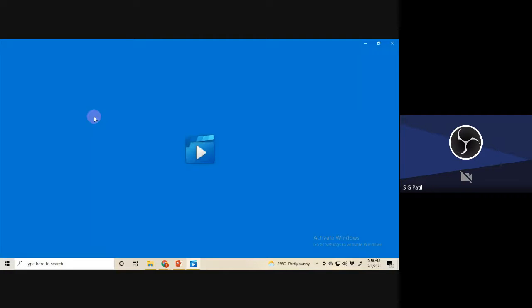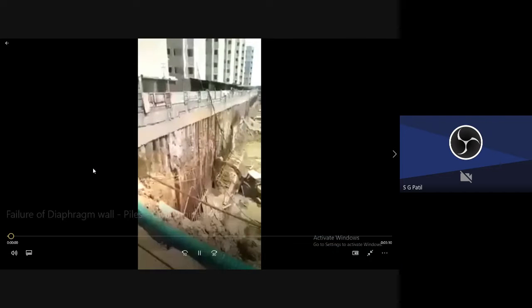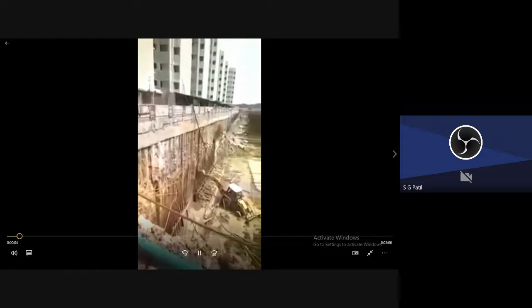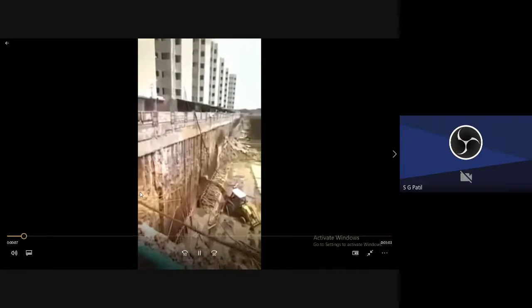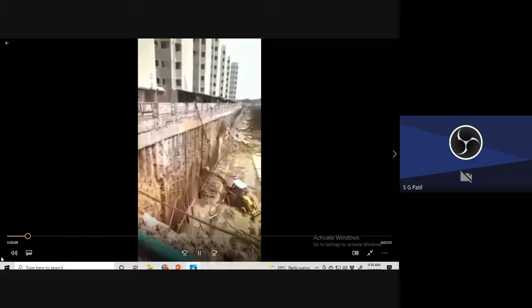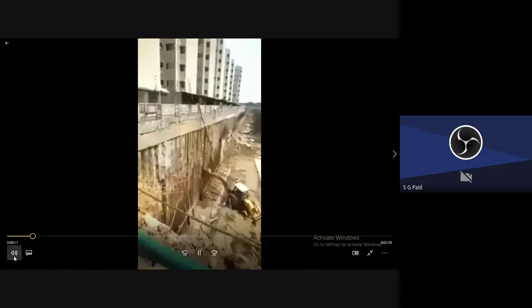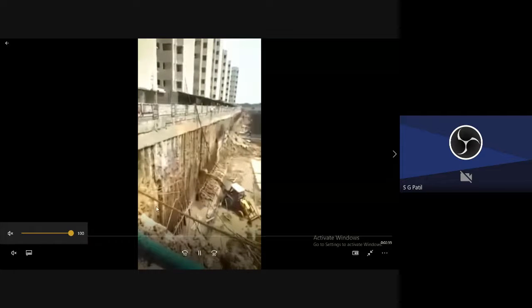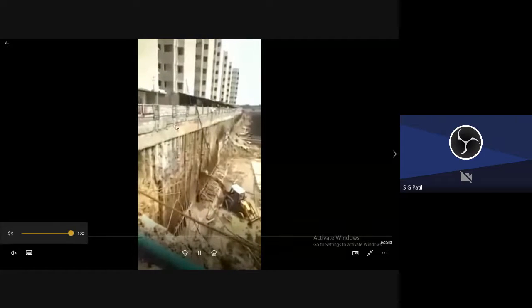One happened in India and one happened in, I think, Turkey. Can you see here? These are the retaining walls. This is one kind of retaining wall, called a diaphragm wall. This happened in India.